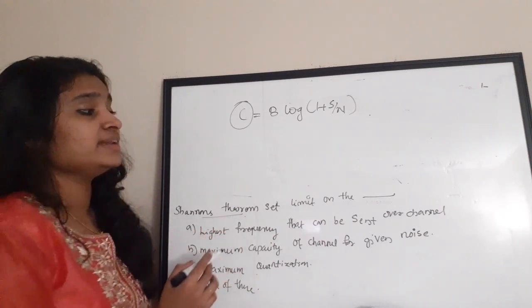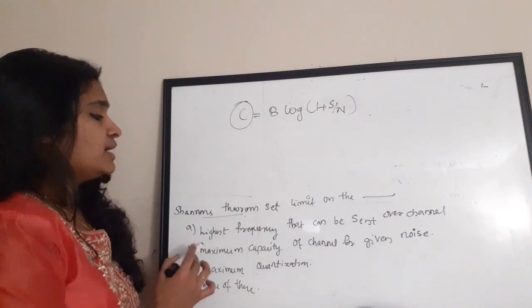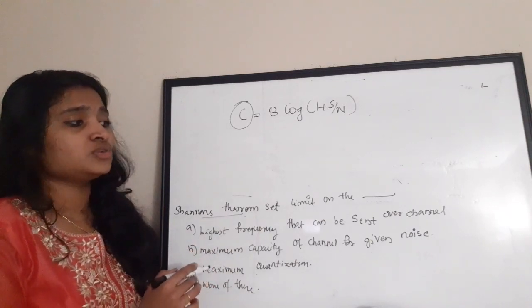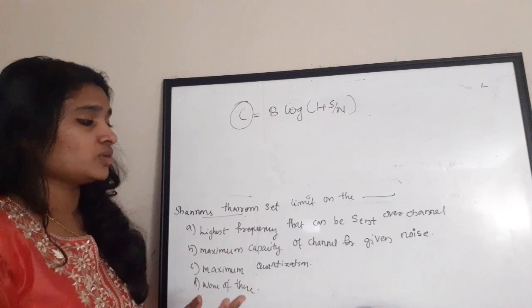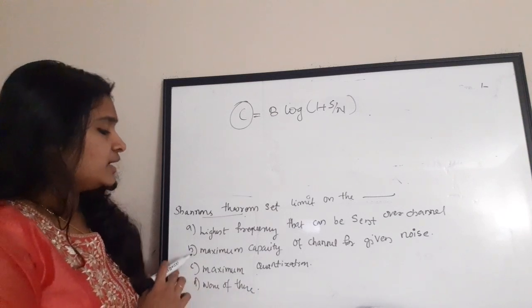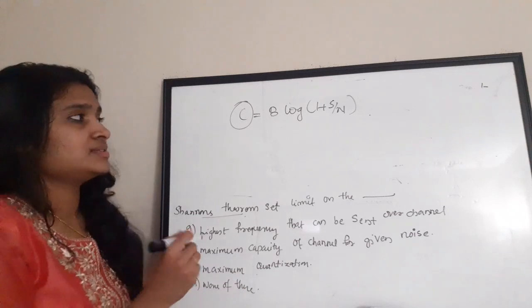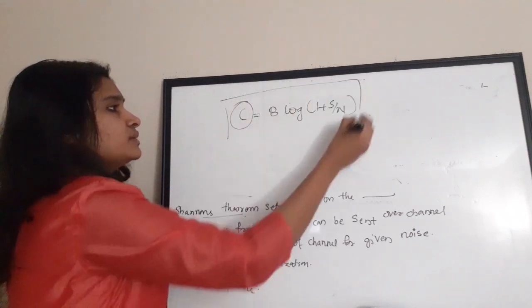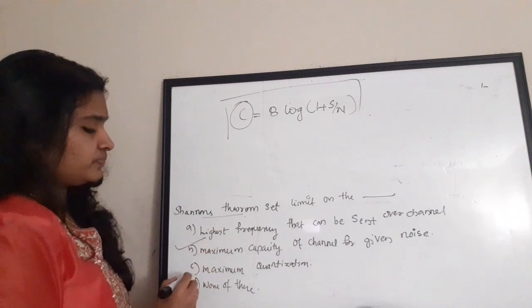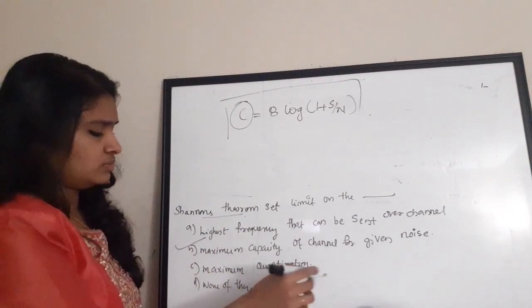Shannon's theorem sets a limit on the dash. A, highest frequency that can be sent over a channel. No, it is not talking about the frequency. Option B, maximum capacity of channel for given noise. Yes, that is the theorem. Correct answer is option B. C, maximum condensation. No. D, none of this.